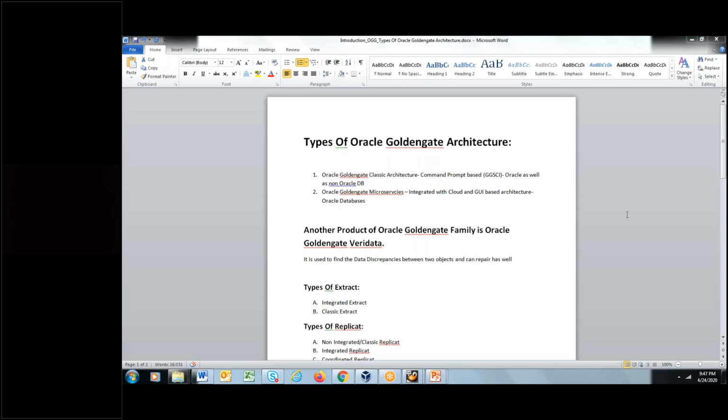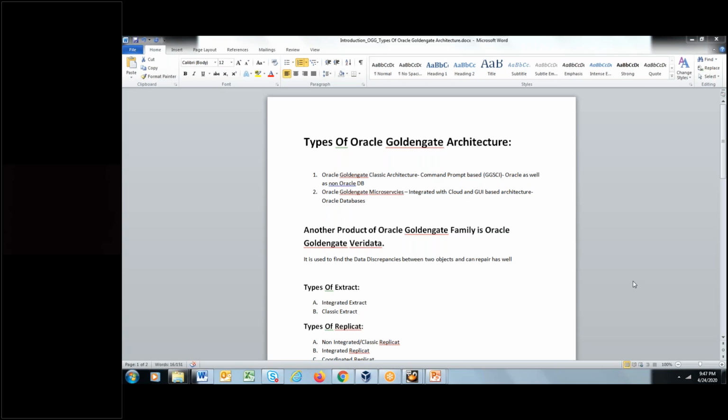So the Veridata, you said it's for comparing the data between the source and target, right? Exactly, yes. Is it just for reporting and checking whether the source and target are in sync, or do we find out the missing records and then replicate them in the target? Veridata has the capability to repair it for you.